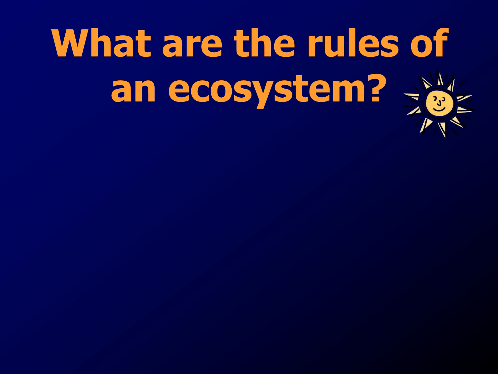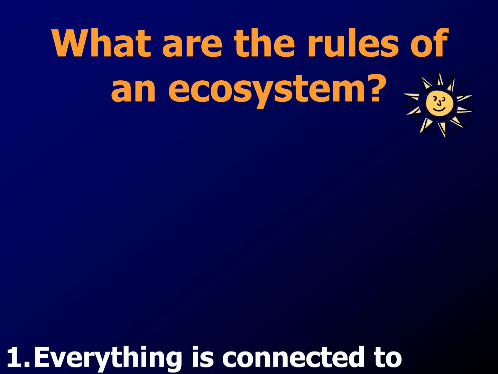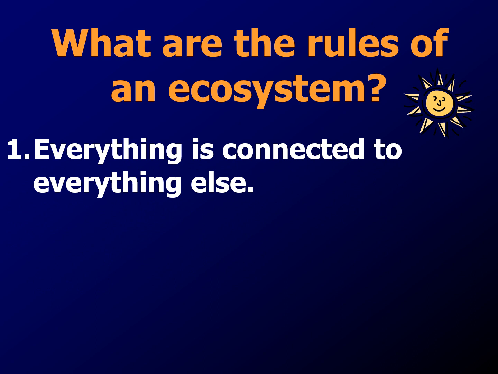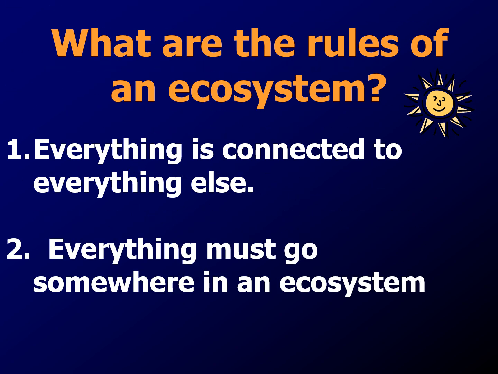There are two steadfast rules in an ecosystem. One, everything is connected to everything else, meaning both biotic and abiotic factors have a direct or indirect effect on an organism. And two, everything must go somewhere in an ecosystem, meaning just like in your law of conservation of matter and your law of conservation of energy, nothing is created or destroyed in an ecosystem. It just changes from one form to the other.